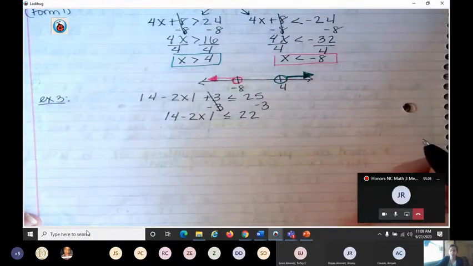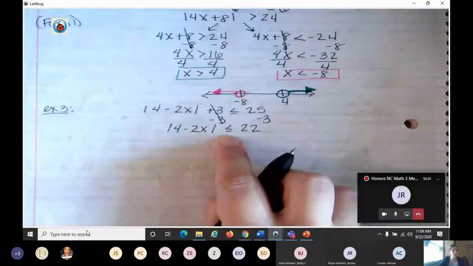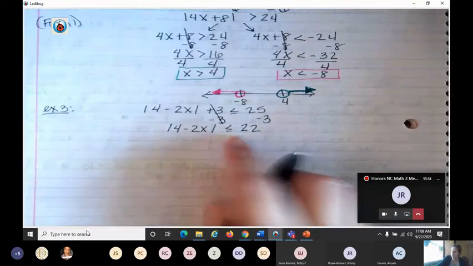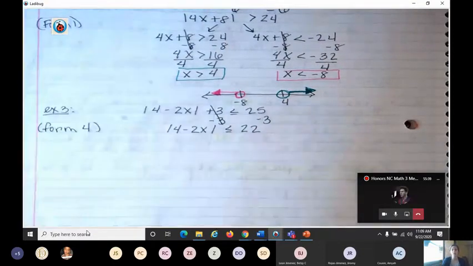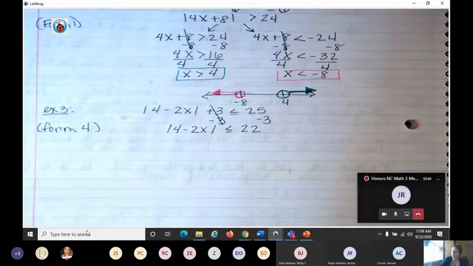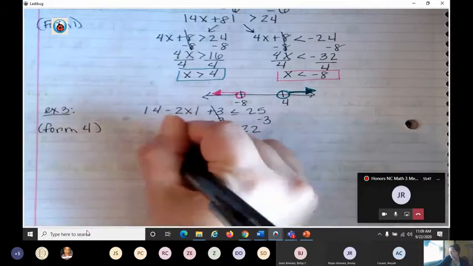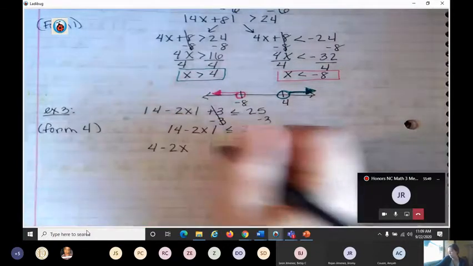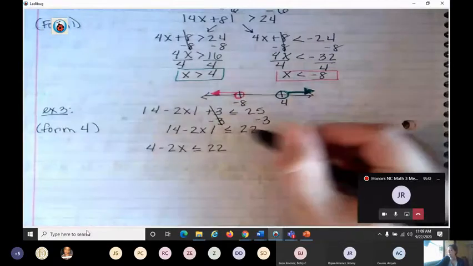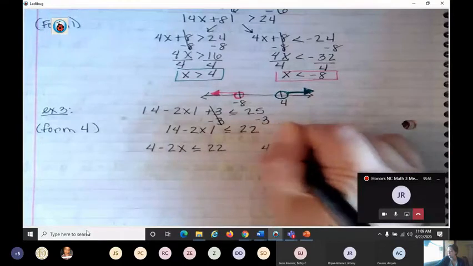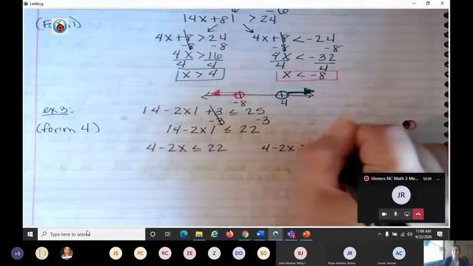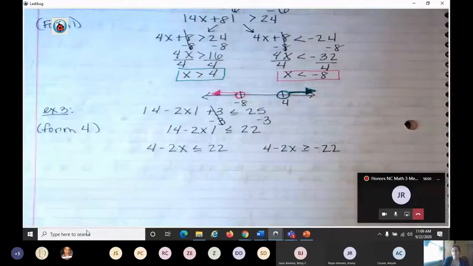Then I need to identify which form it is. This is less than or equal to. Less than or equal to is form 4. So I'm going to split it into my 2 inequalities based on my information from form 4. So I'm going to have 4 minus 2x is less than or equal to 22. Then I'm going to flip the sign and make this negative and have 4 minus 2x is greater than or equal to negative 22. Okay, so I have my two possible inequalities.